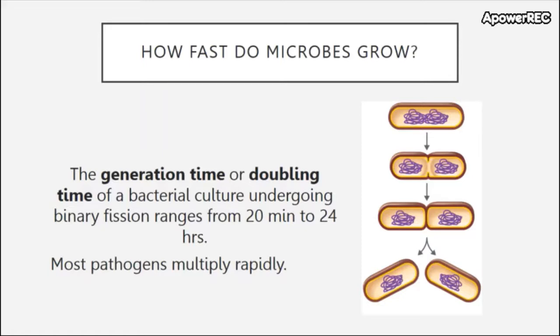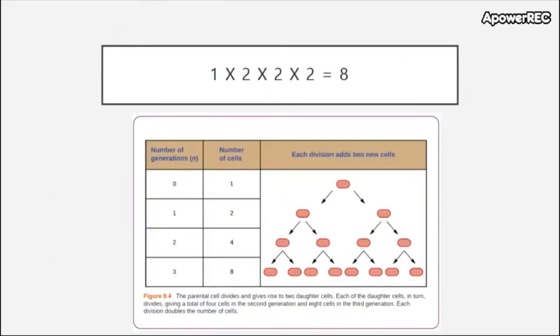So the generation time is the time it takes for you to go from one cell to a pair of cells. A synonymous term for this would be the doubling time. So you've gone from 1 to 2, you've doubled the number of microbes. If we look at this little graphical depiction of bacterial cells dividing, we can see that there is a pattern that emerges from this.